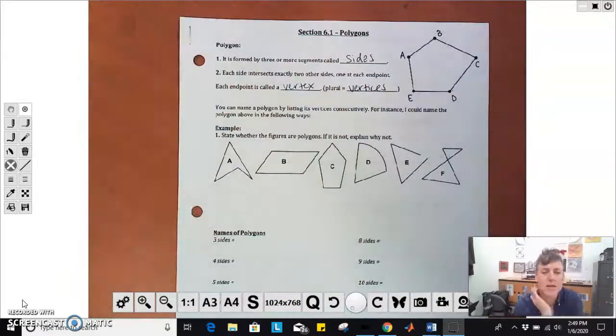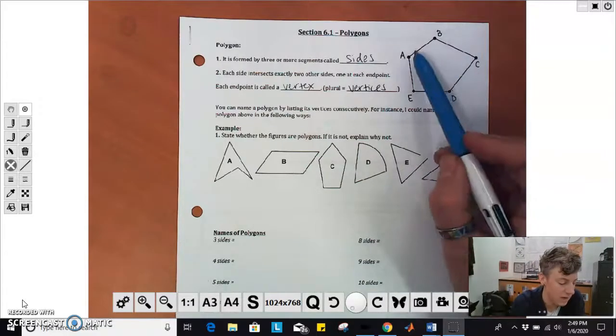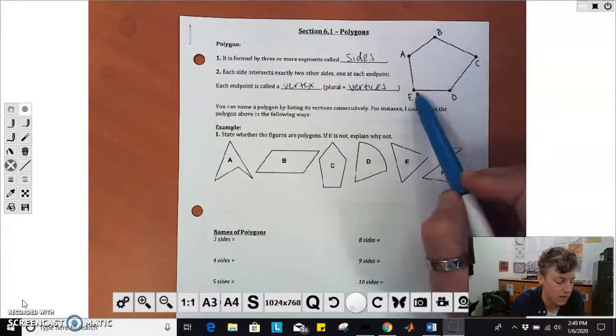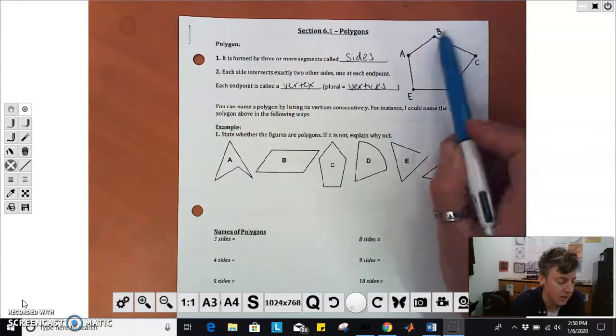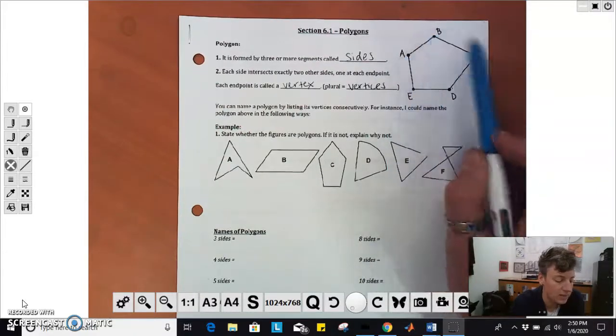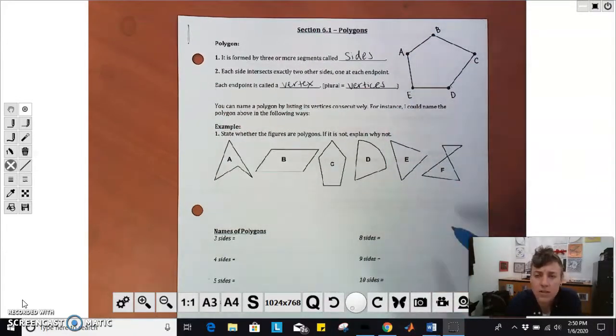Cool. You can name a polygon by listing its vertices consecutively. So this would be A, B, C, D, E, or E, D, C, B, A, or E, A, B, C, D. You get it. Okay. For instance, I could name the polygon above, like I just said. So let's look at example 1. State whether the figures are polygons. If they are not, explain why not.